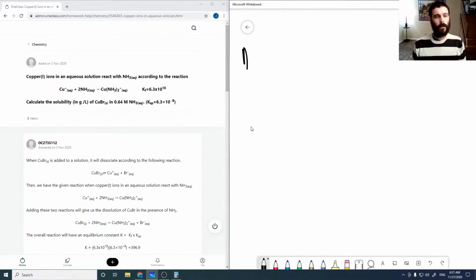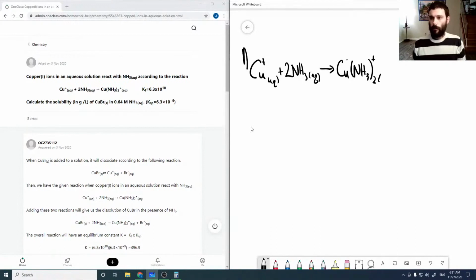So we have copper ions in an aqueous solution that react with NH3 according to this equation, giving us our copper, NH3, 2 plus aqueous, and the K, the equilibrium constant for this, is 6.3 times 10 to the 10.